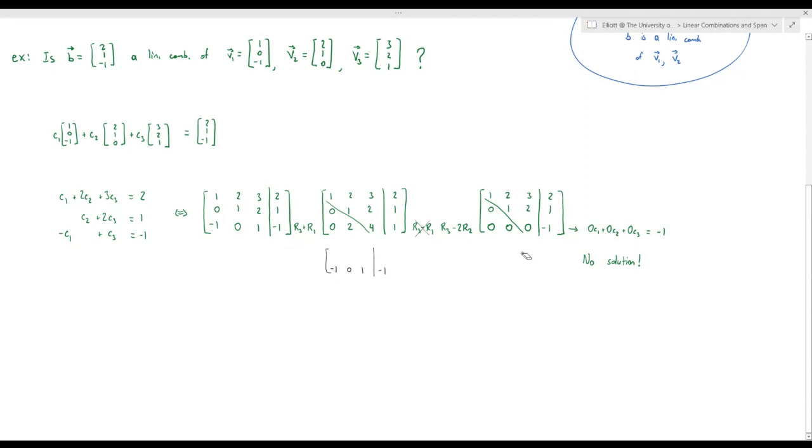All right, so because we have no solution, going back to the original question, is B a linear combination of V1, V2, and V3? Since there was no solution to this equation, the conclusion would be that B is not a linear combination of the 3 vectors.